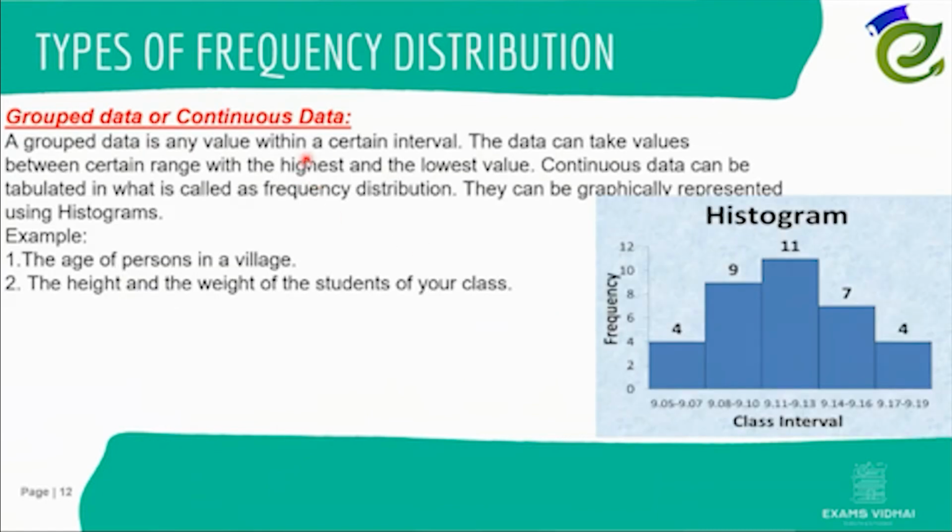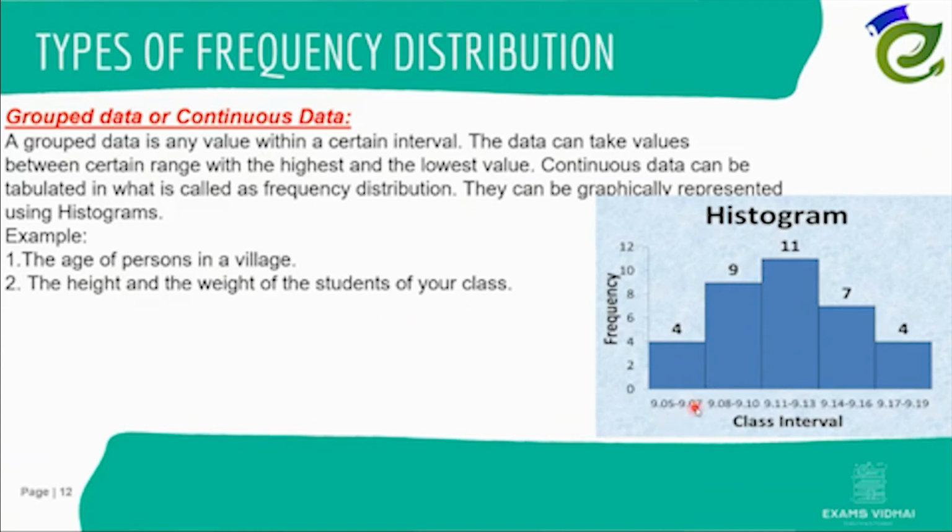Grouped data or continuous data. Grouped data is any value within a certain interval. The data can take values between a certain range with the highest and the lowest value. Continuous data can be tabulated in what is called a frequency distribution. They can be graphically represented using histograms. Example, the age of persons in a village, the height and the weight of the students in your class.